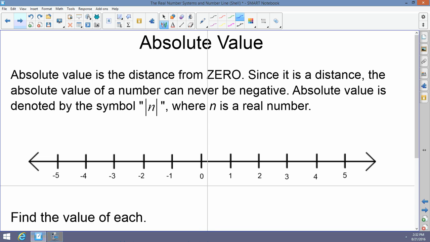And last but not least, let's discuss absolute value. An absolute value is the distance from 0. Since it is a distance, the absolute value of a number can never be negative, okay? There are no such things as negative distances.